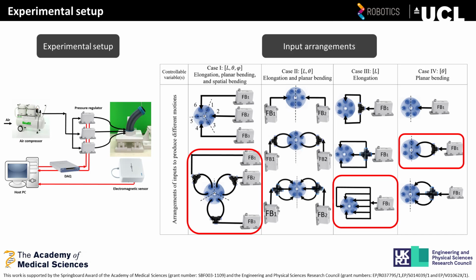For the experimental setup, we have used pressurized air provided by a compressor. 3 pressure regulators are used to pressurize a single, dual, or triple chambers of the manipulator. The pressure regulators receive a control command from a PC via a data acquisition card, and the tip position of the manipulator is recorded by an NDI Aurora electromagnetic sensor.